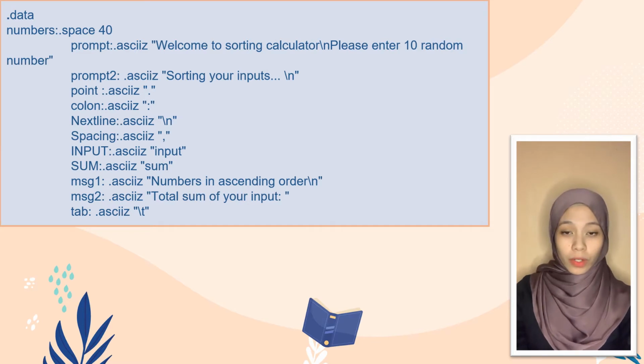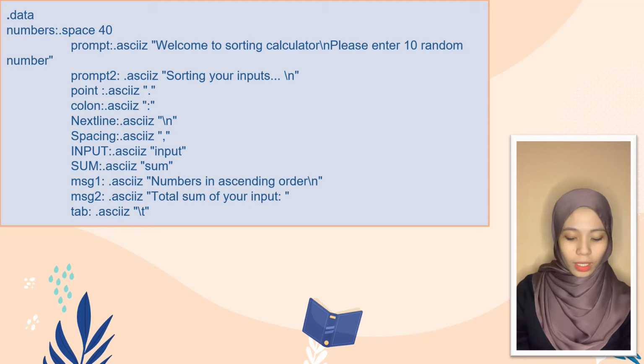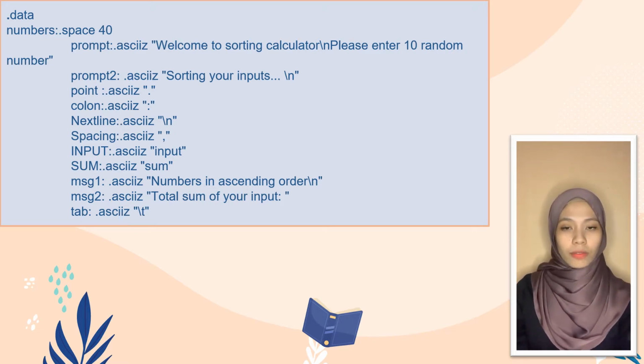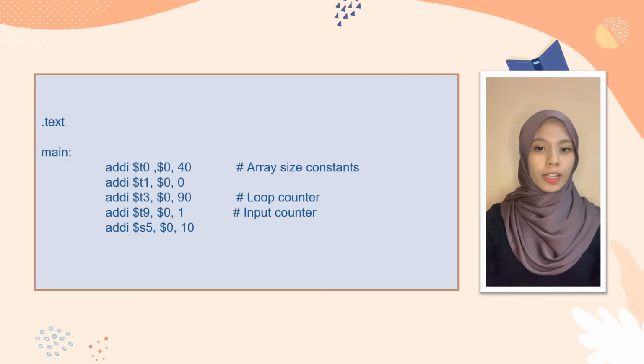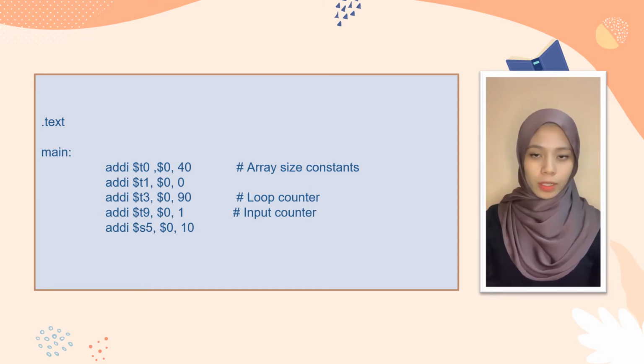To print the string in the console, we use ASCII as the data type and put the string within the quotation marks after the data type, as the value of the data type is the value that we are going to use later. We move to the text part, where we do all the logic and calculation.